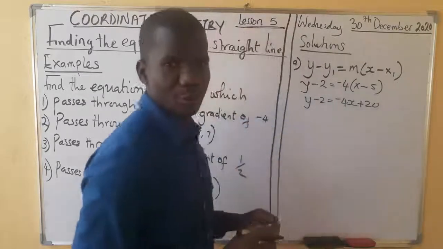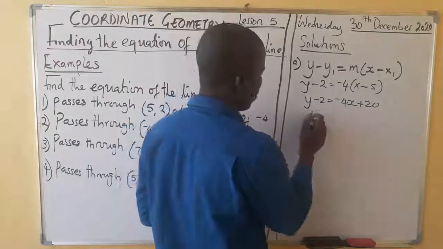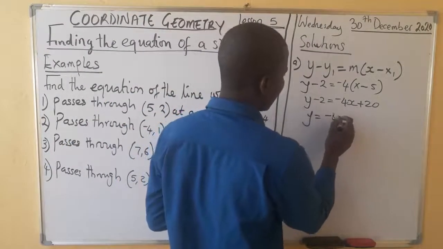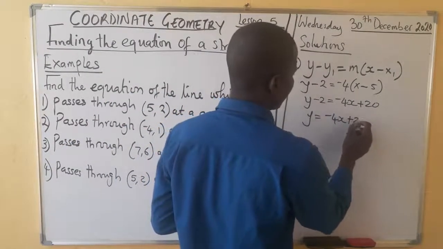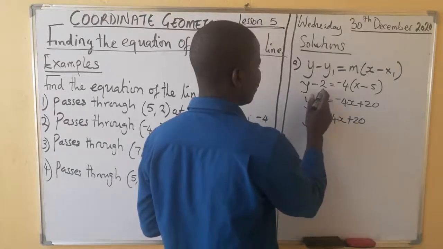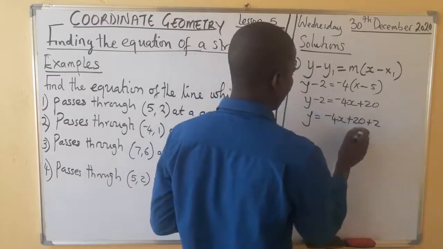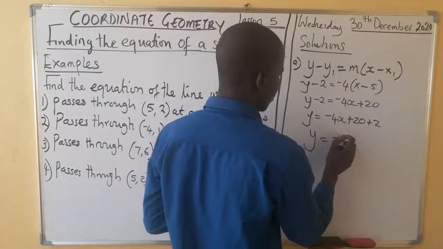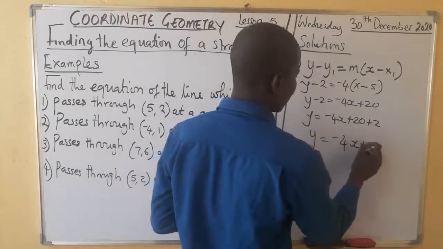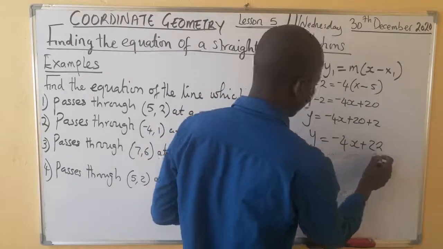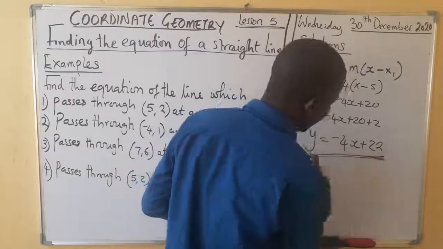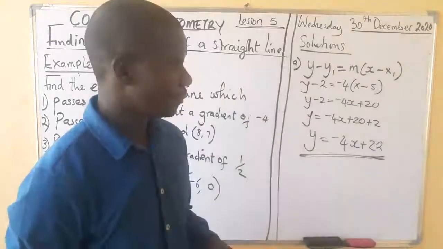Then we put the like terms together, where we're going to say y is equals to -4x plus 20, and the additive inverse of this minus 2 is plus 2. So y is equals to -4x plus 22. This is what is going to be our equation.